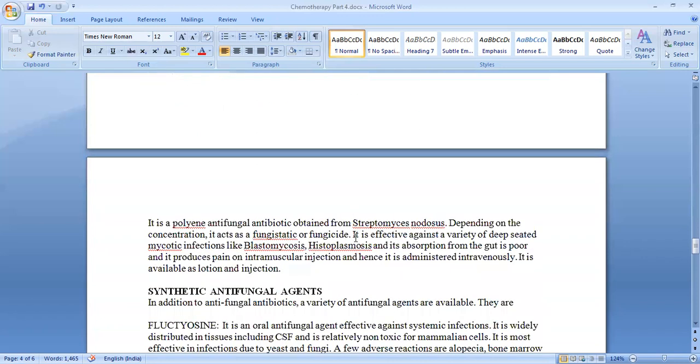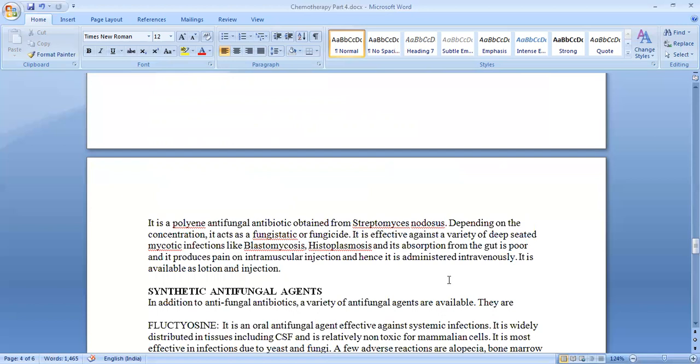Amphotericin B is another antifungal antibiotic. And depending on what concentration you are using, it will have either fungistatic action or fungicidal action. It means either it will stop the growth and multiplication of the fungi, or it will kill them totally. So it will have fungicidal action. What action is there depends on the dose which you are giving.